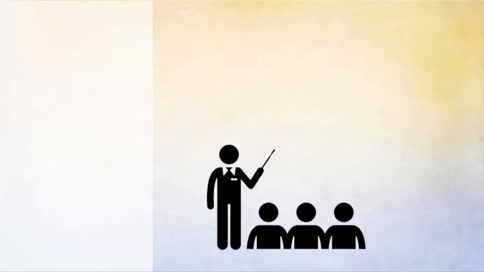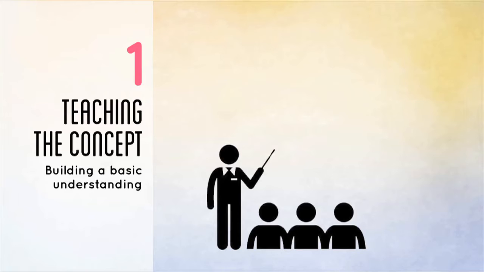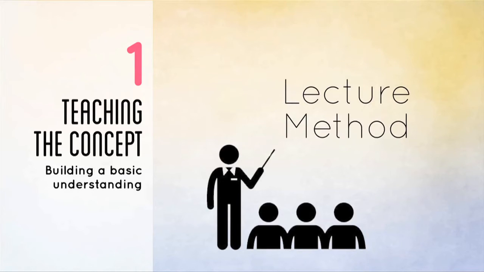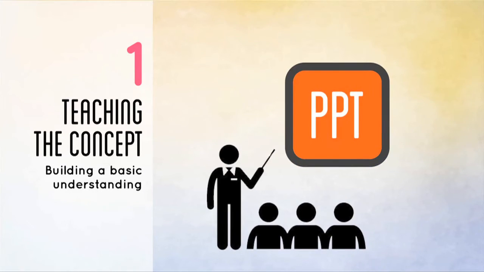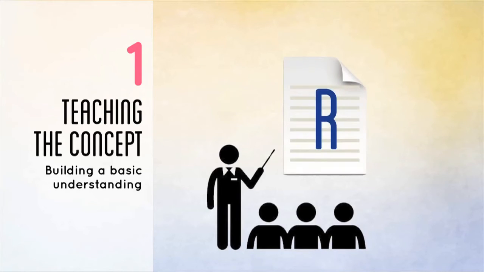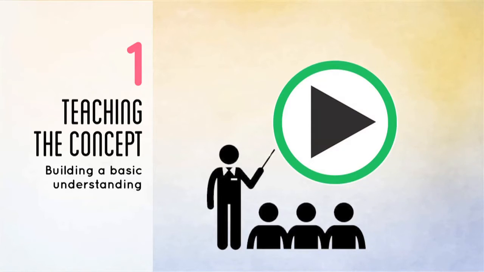Let us look at an example. We are all aware about the concept of democracy, but how do we make our students understand it? To begin with, you will have to present the concept to the students so that they have a basic understanding of it. How will you do it? You can do a lecture where maybe you present a definition of democracy and then explain it to your students. You can use a presentation here, you can give a reading to the students and help them understand it. Or you can show a video highlighting the particular concept.